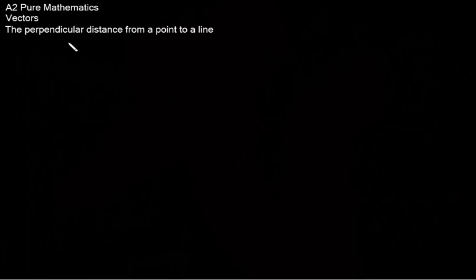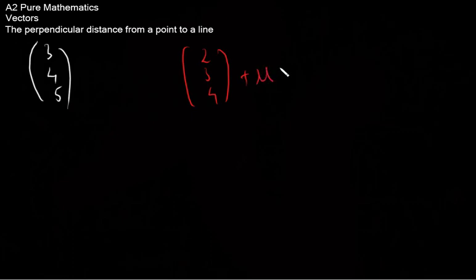Let's say now you are asked to find a perpendicular distance from a point to a line. The point you're given is, say, (3, 4, 5), and the line you are given is, say, (2, 3, 4) plus mu times (-1, 1, 2). So this is the point you're having, and this is the line you're having. And now this is what we are going to do. You want to find the perpendicular distance from this point to this line.